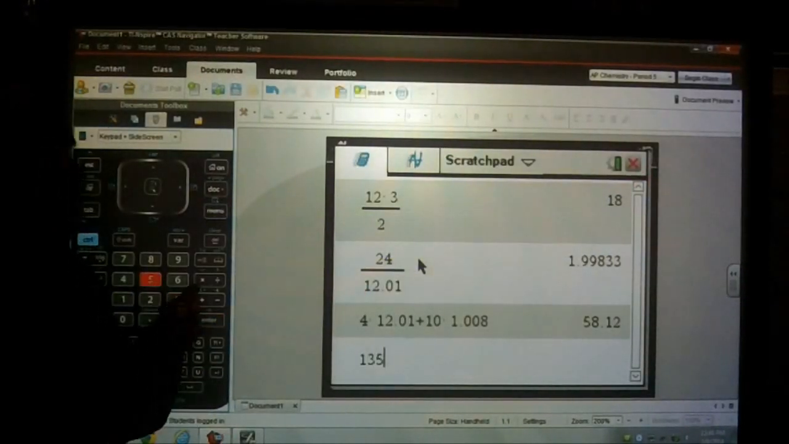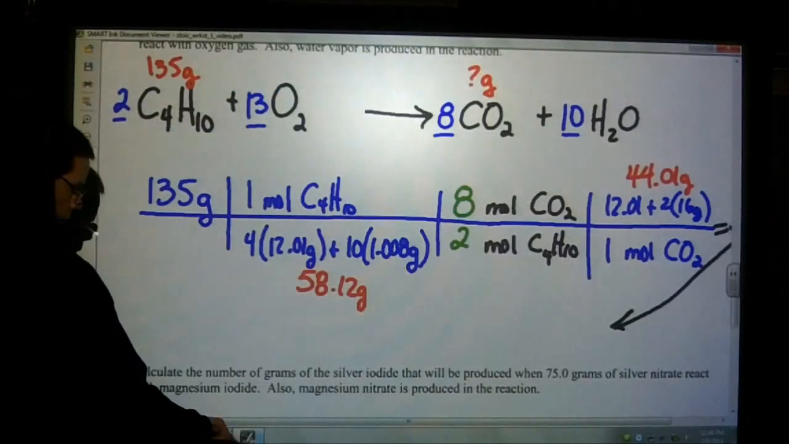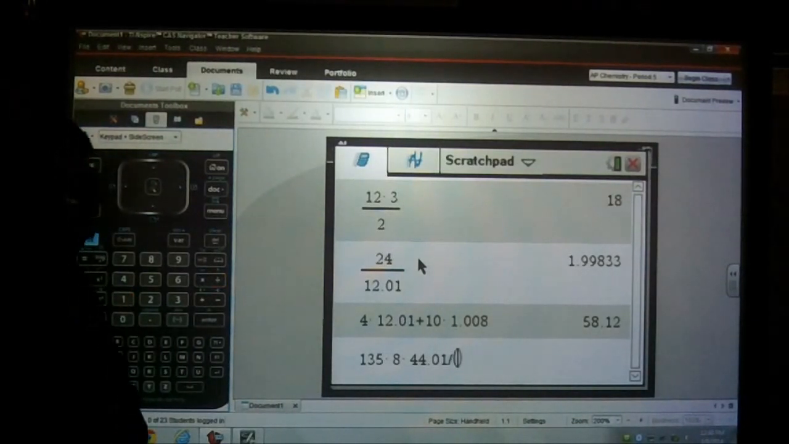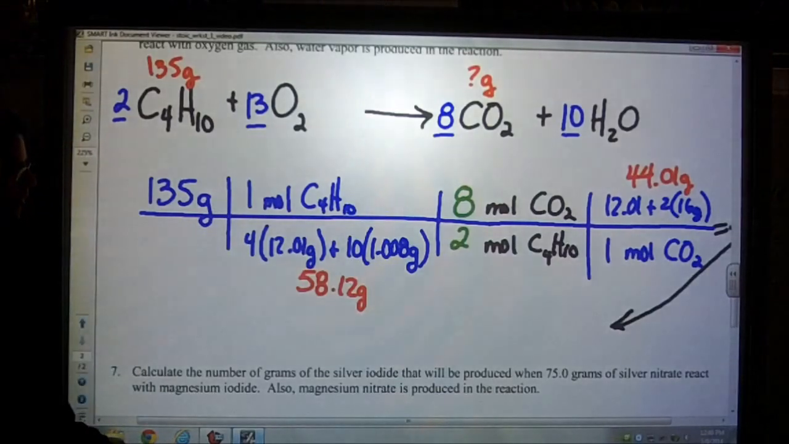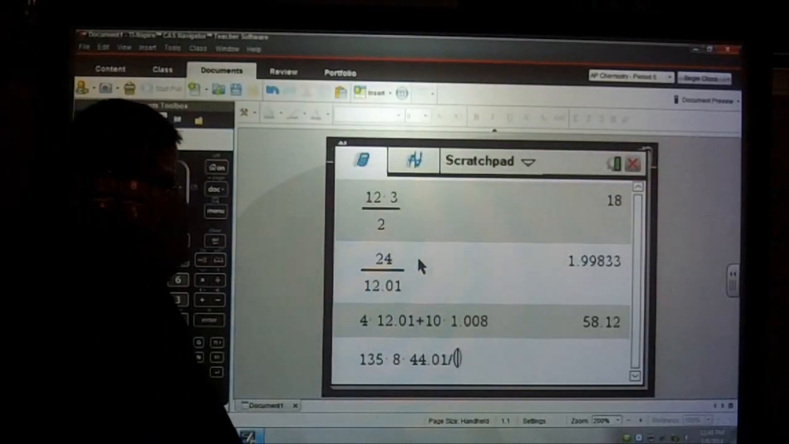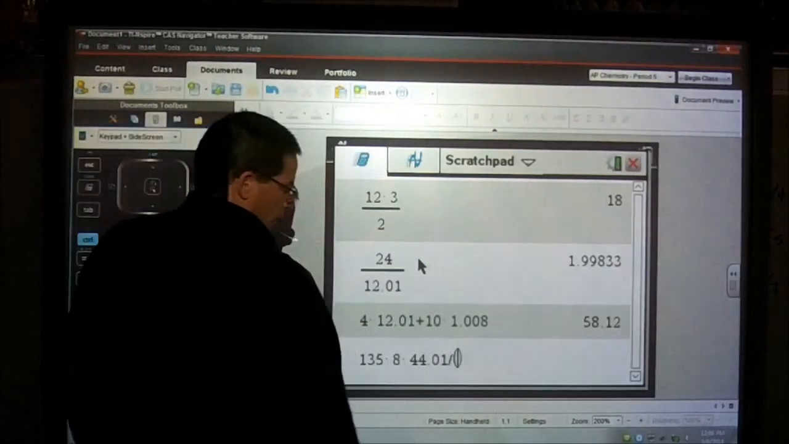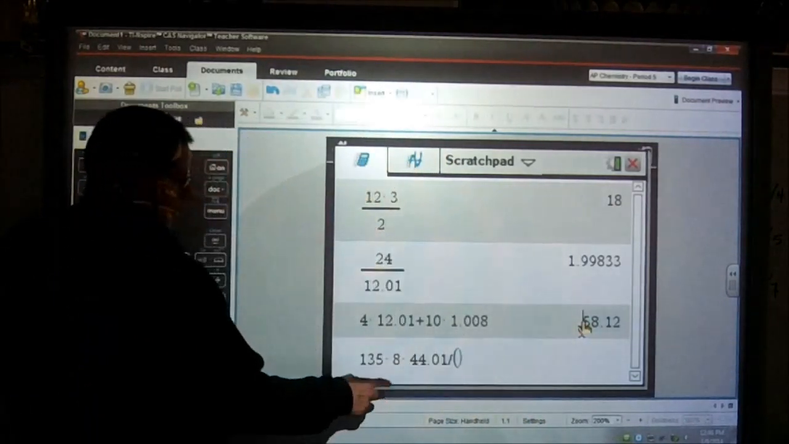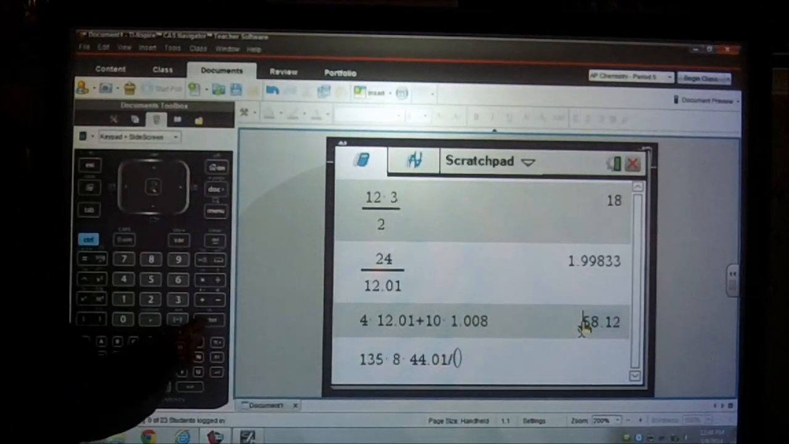135 times 8 times, what was it, 44? Yeah, 44.01. 44.01 divided by, and I'm going to open up my parentheses. And what do we got on the bottom? 58.12 times 2. Now what's nice is I don't need to retype since I already have it here, so I'm going to highlight it, and then hit the enter button, it'll put it in there.